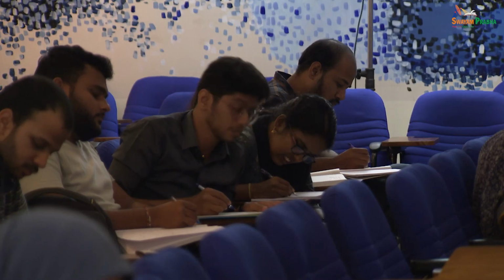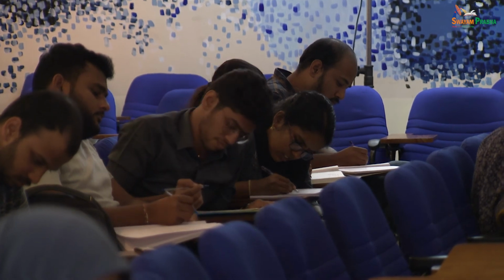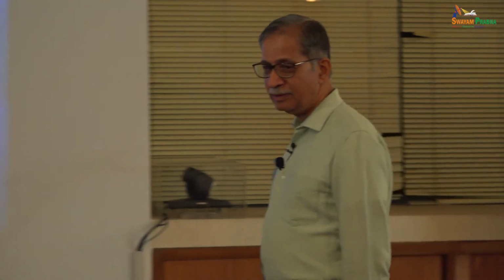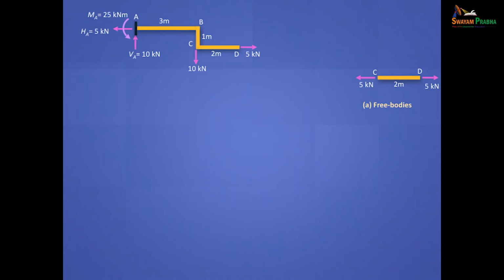Okay. Now draw the three free bodies. Where will you start? Always start at the free end of a cantilever. So CD. CD is very straightforward. Straight line.